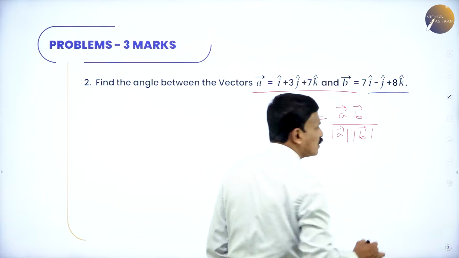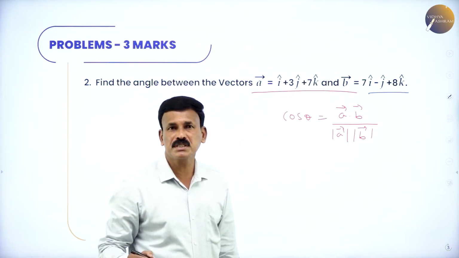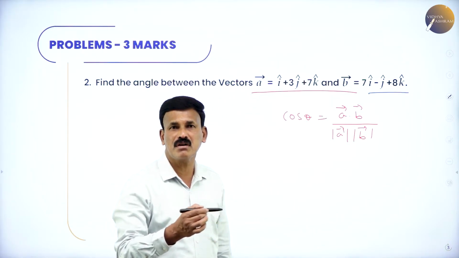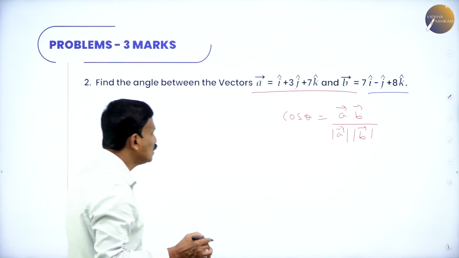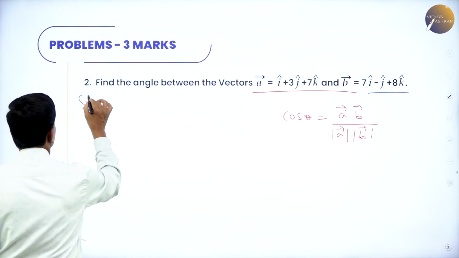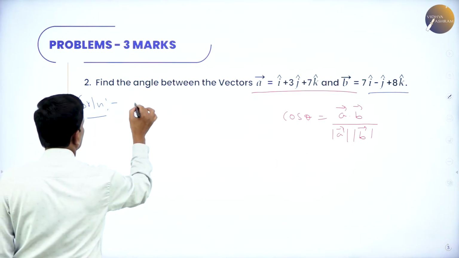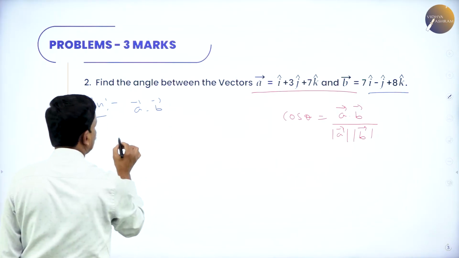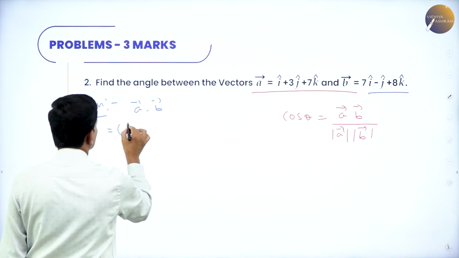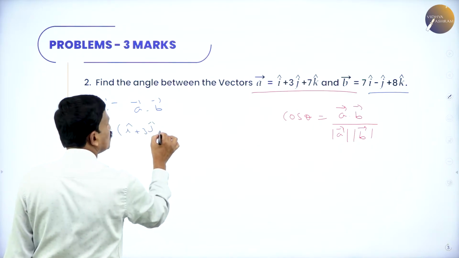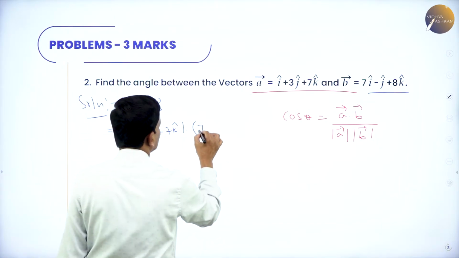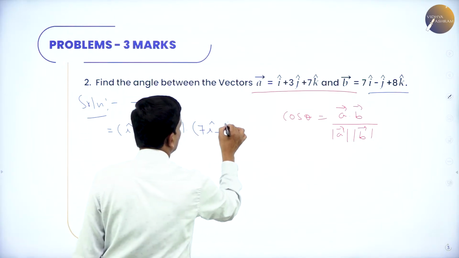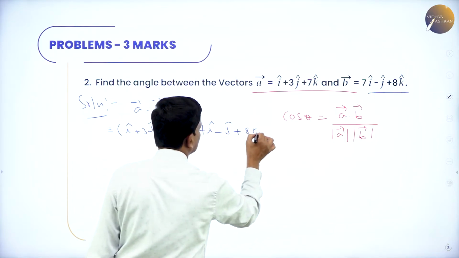So we know what is the angle of intersection. The angle of intersection between the two vectors A and B is given by cos theta is equal to A dot B divided by length of A into length of B. Now find out the dot product first. Solution. First find out A dot B. A dot B is equal to, what is vector A? i plus 3j plus 7k dot vector B, 7i cap minus j cap plus 8k cap.